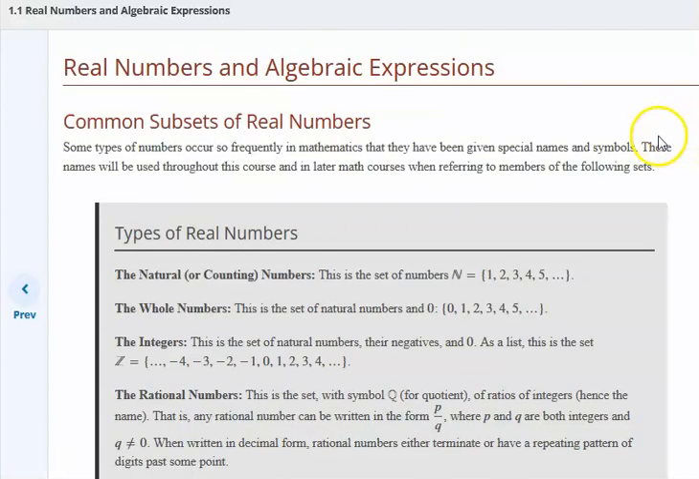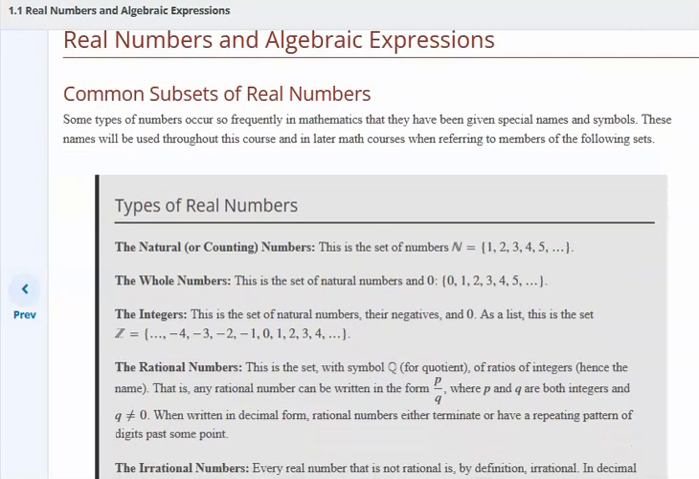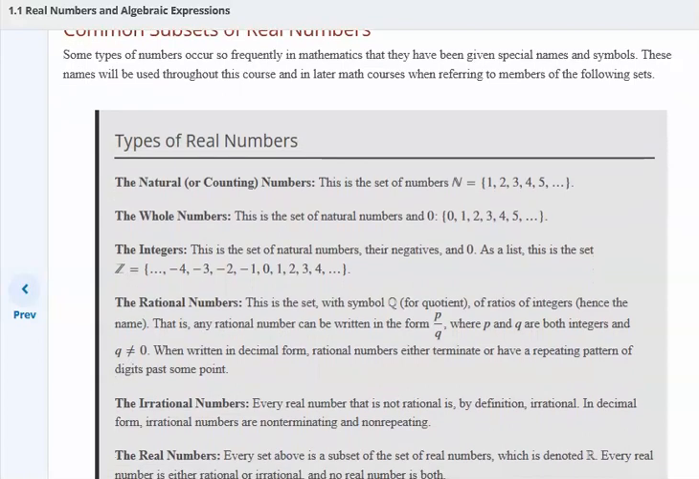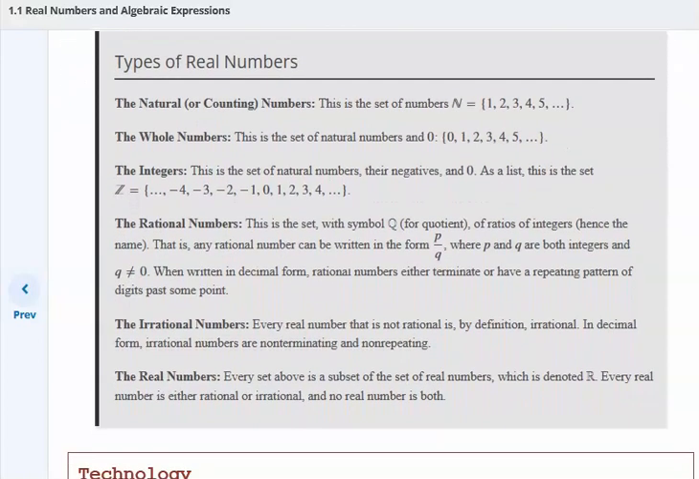Now, to start your notes, you're going to write real numbers and algebraic expressions, and then we're going to go through the sets of numbers here, and you'll want to write out and take examples of what we're showing you as we go over this.